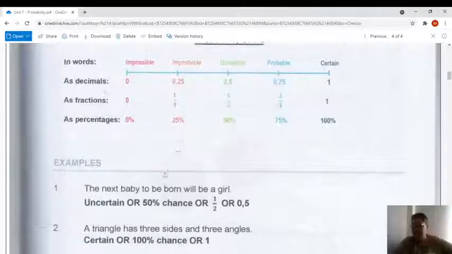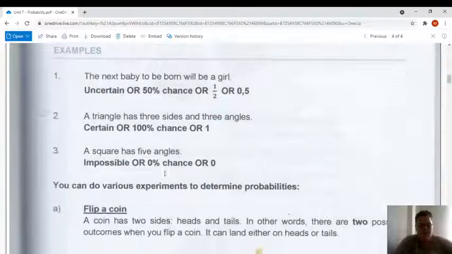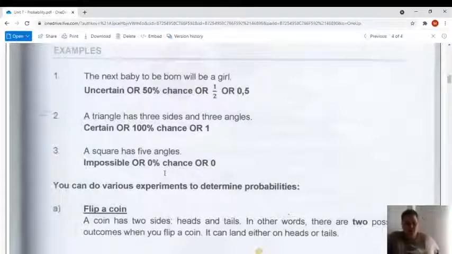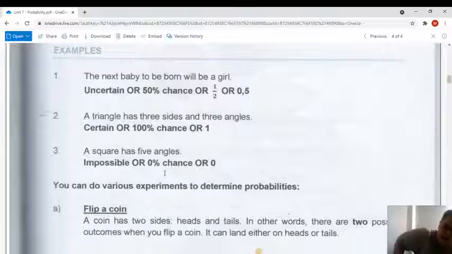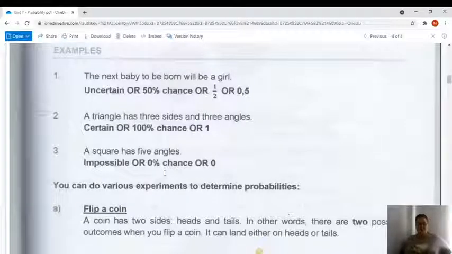Now the example is, the next baby to be born will be a girl. Unless you are God, you cannot know this. You will never know if the next baby born will be a boy or a girl. Okay? So, how do you write down this?